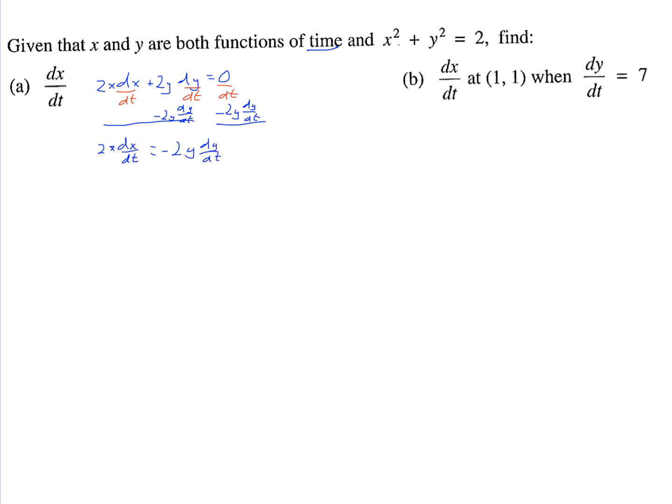And then we divide both sides by 2x. We get something similar to what we saw before, except we have the dy/dt in there. So dx/dt is equal to, the 2's will cancel, so it's negative y over x times dy/dt, and there we have it. That's what they asked for this first one.